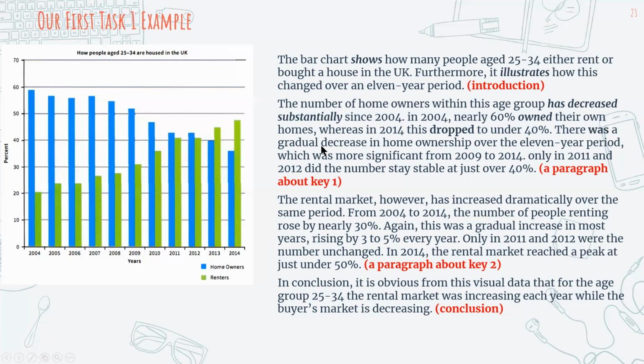There was a gradual decrease. Here I'm describing the data. There was a gradual decrease in home ownership over the 11-year period. As you can see, it's a gradual decrease. It's not sharp. So I'm describing the data, which was more significant from 2009 to 2014. So this is further describing the data.